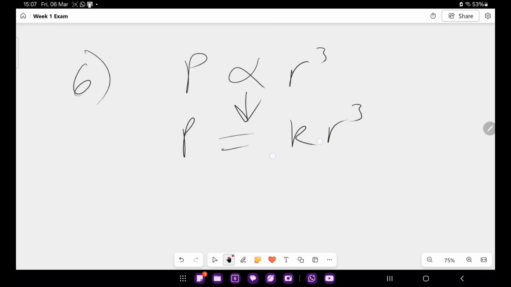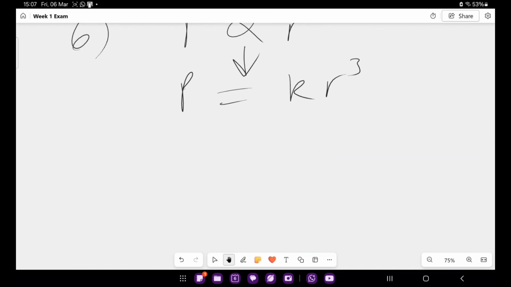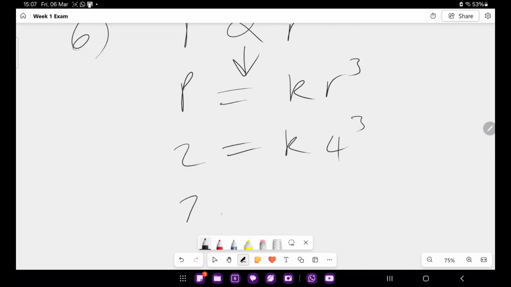Okay, so what values were we given? Given that p is equal to 2 and r is equal to 4. So we put 2 where the p is, and we put 4 where r is. So 2 is equal to k times 4 to the power 3. What is 4 times 4? 16, times 4, 64.